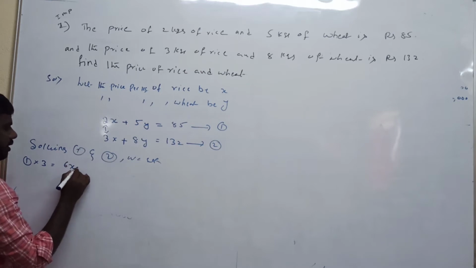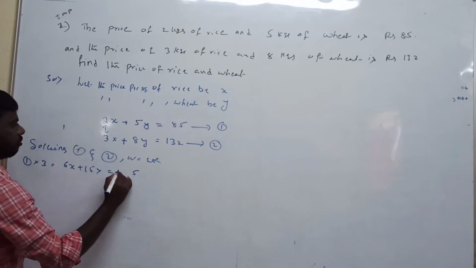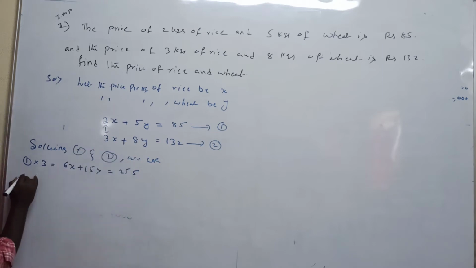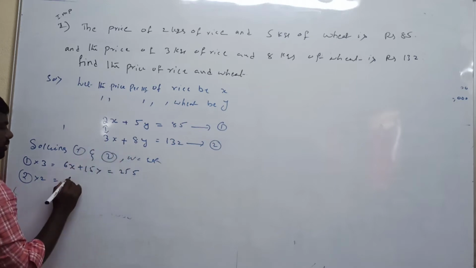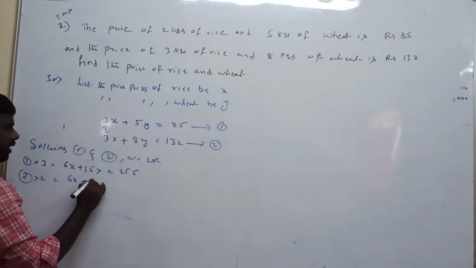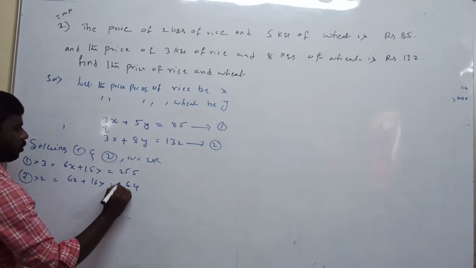3 times 2 is 6x, 3 times 5 is 15y, equal to 3 times 85 is 255. Second equation multiplied by 2, each element multiplied by 2. 2 times 3 is 6x, 2 times 8 is 16y, and 2 times 132 is 264.